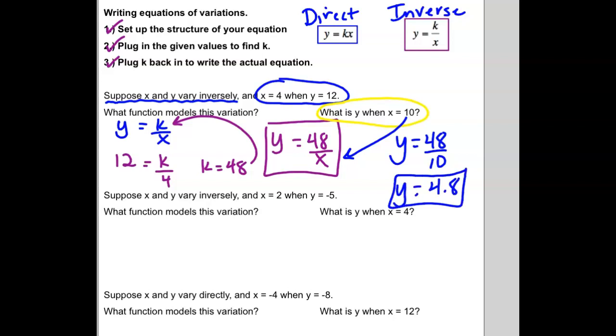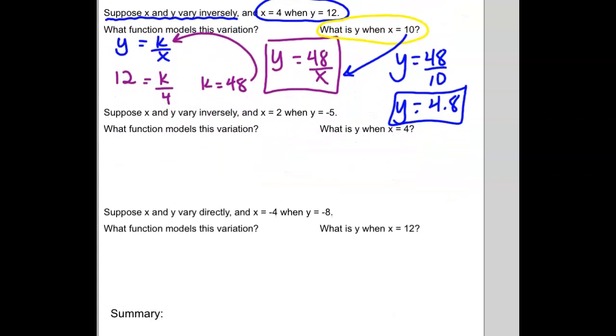So there's kind of several steps to these questions. We start out with the basic format. We plug in our x and y values to figure out our k. We then use k in our equation. And once we have that equation, we can use it to find other values for y.